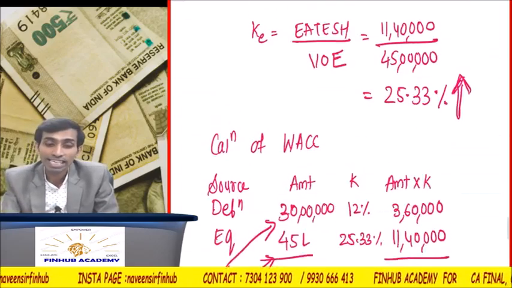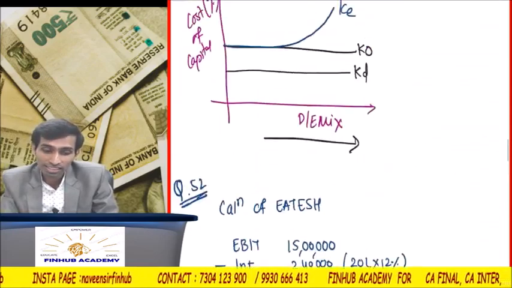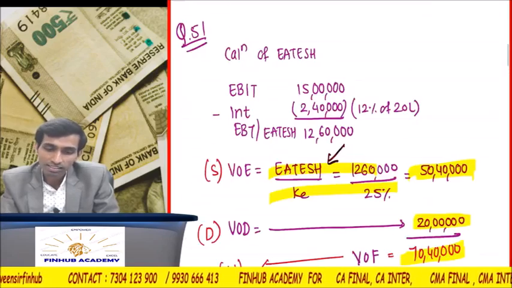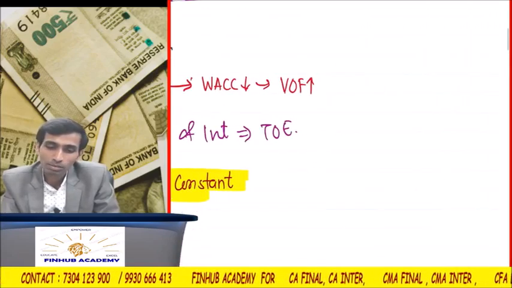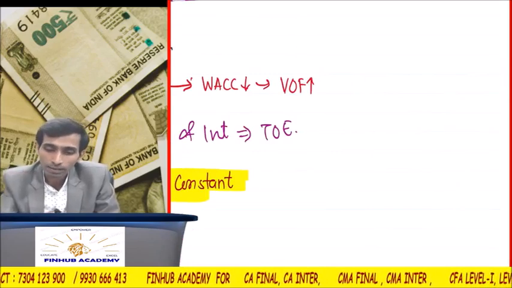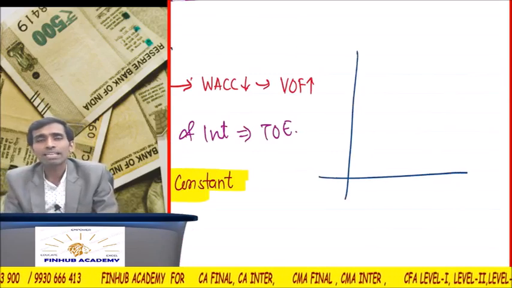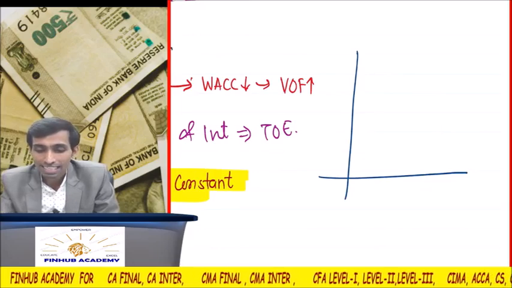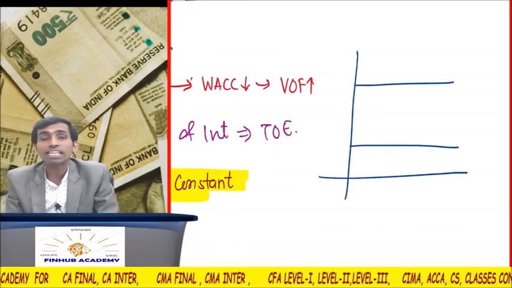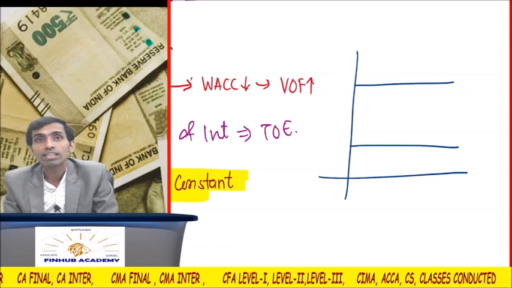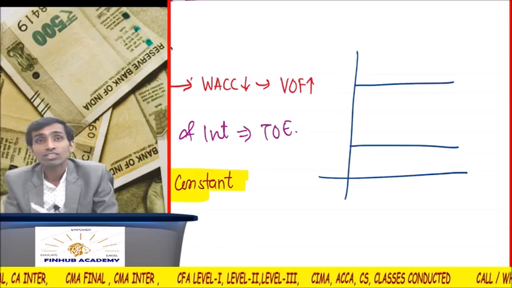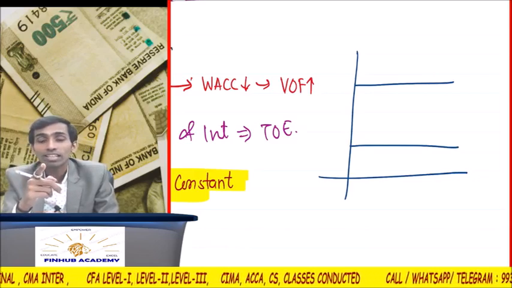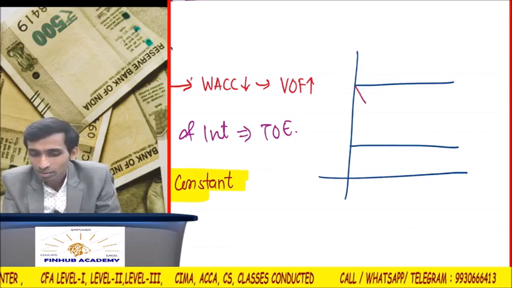Listen, I forgot to give you the diagram of the net income approach. I don't think I have given the net income approach diagram, right? Please make a diagram for the net income approach. You think and tell me: KD will remain constant or it will change? So both are constant. KD is constant, KE is constant. And KO? KO changes. It decreases. Very good. So the diagram will be something like this.